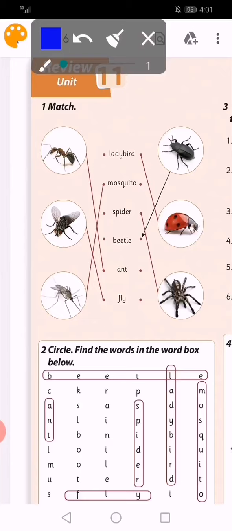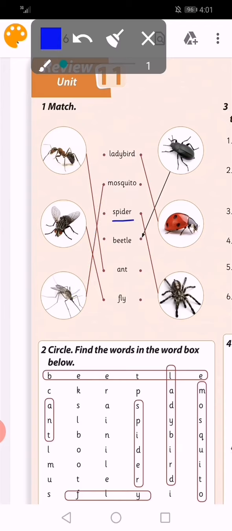Today, we will answer questions on page 113. Question 1. Match. Lady Bird. الدعسوقة. Yes, this is the Lady Bird. Mosquito. بعوض. Yes, this is the mosquito.